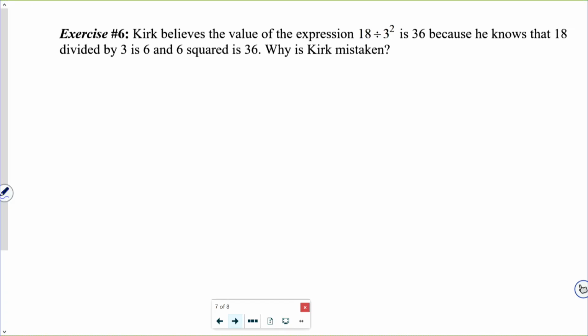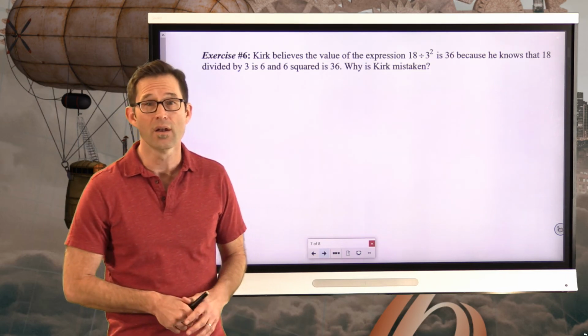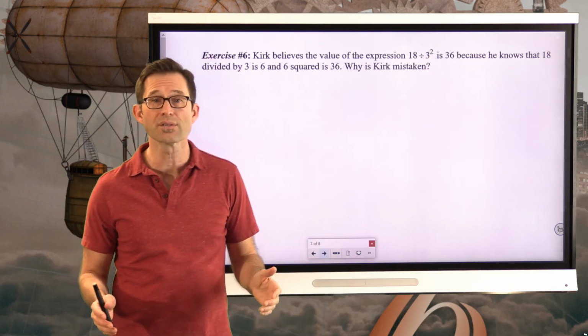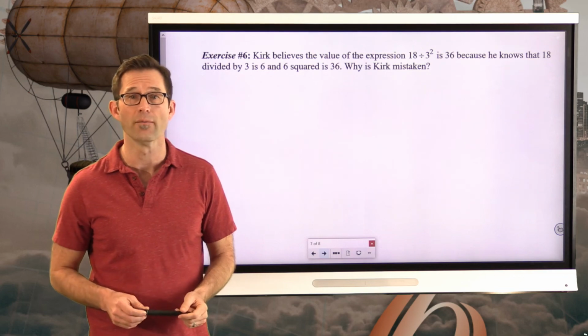Kirk believes the value of the expression 18 divided by 3 squared is 36 because he knows that 18 divided by 3 is 6. Of course it is. And 6 squared is 36. Why is Kirk mistaken? All right. Well, why am I mistaken? You know, I mean, definitely 18 divided by 3 is 6 and 6 squared is 36. So where's my mistake? Pause the video now and see if you can figure it out.